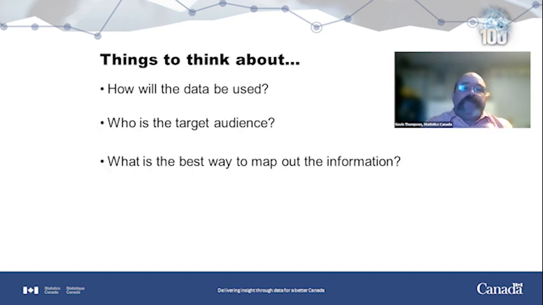So what we need to think about is, how is this data going to be used? Who is going to be using it? Who is the target audience? And what's the best way to map out this information? This is something we should always have in our head when we're producing these reports: who's going to try to access this data? How can we make it clear for that population? If you're doing a very detailed statistical, economic forecast type thing, that's much different than if you're doing something that you hope the general population picks up on.